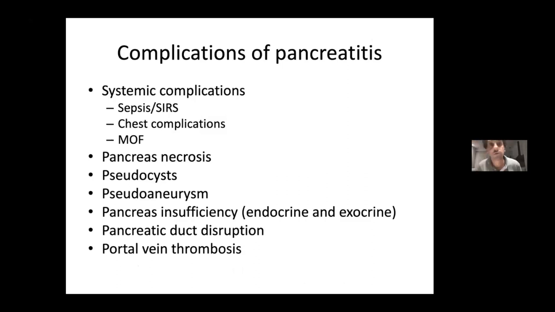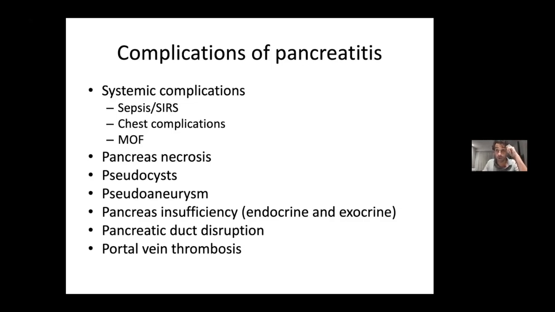So, complications of pancreatitis. Systemic complications are sepsis and SIRS. Looking at chest infections, they have pain in the upper abdomen, so they won't breathe properly, and with that they get pneumonia and these kinds of things. Multi-organ failure due to severe SIRS response. Pancreatic necrosis. People can develop pancreatic pseudocysts. They can develop pseudoaneurysms, and that's mainly from arteries that lie around the pancreas. The splenic artery is quite at risk for this, or the gastroduodenal artery.